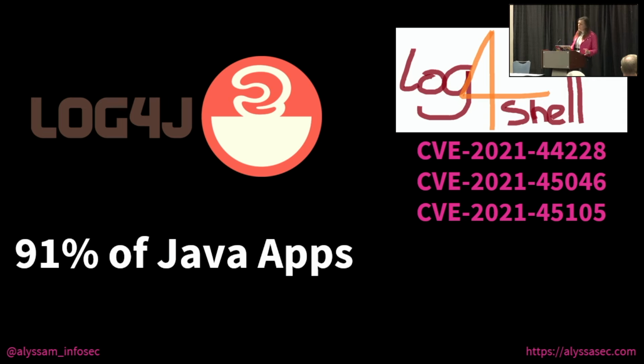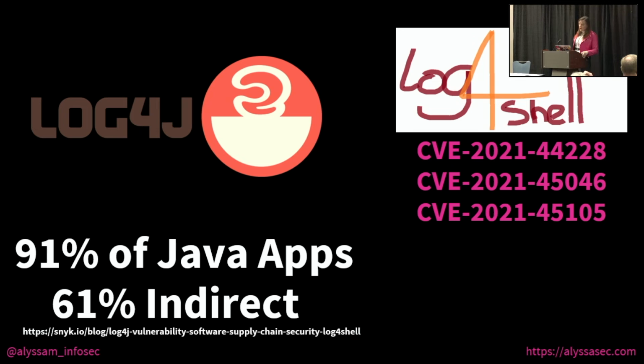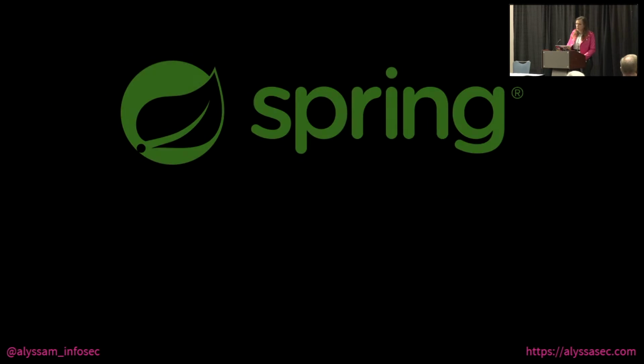So what do we find out? We find out 91% of Java apps had this vulnerability. But the scary part, going back to the Equifax thing, is that 61% of those came through indirect dependencies, where my software included a library, and that library somewhere in its dependency tree included that vulnerable Log4j. So most of us probably have a little bit of traumatic memory of that from last year.